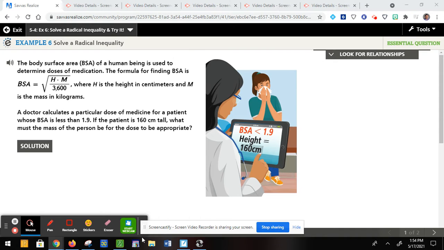All right, the body surface area of a human being is used to determine doses of medication. The formula for finding BSA is the square root of h times m divided by 3600, where h is height and m is mass. The doctor calculates medicine for a patient whose BSA is less than 1.9. If the patient is 160 centimeters tall, what must the mass be for the dose to be appropriate?